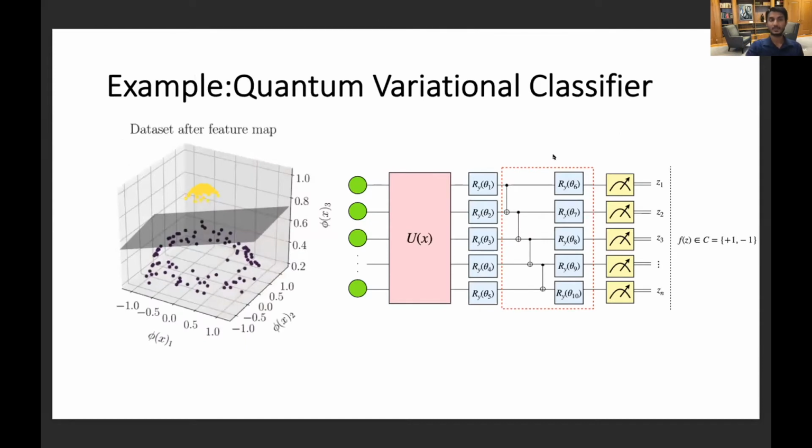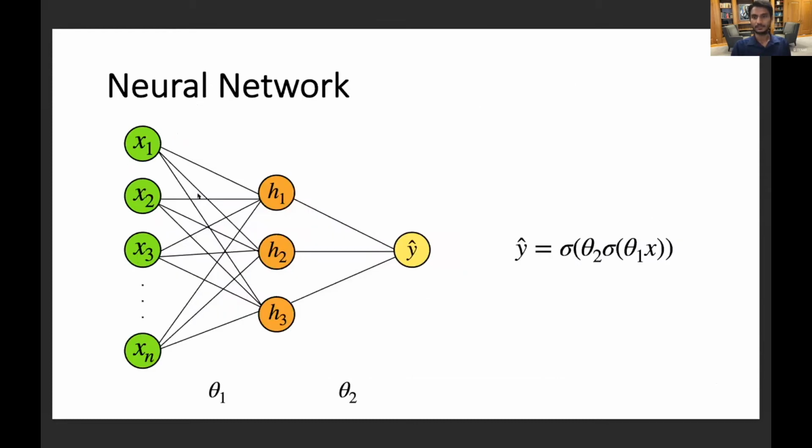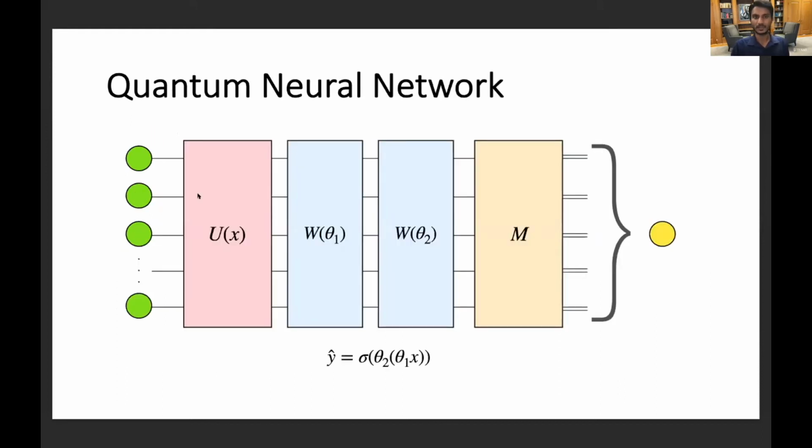So for instance, using that variational classifier, at the end, after measurement, the cost function could map all these parameters to plus or minus one, basically classifying data into two different domains. And similarly, one can have quantum enhanced support vector machines, where you use quantum circuits at the end. And this is again reiterating the similarity between neural networks and quantum neural networks.